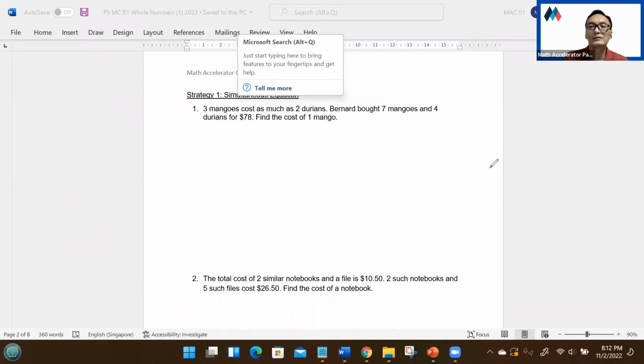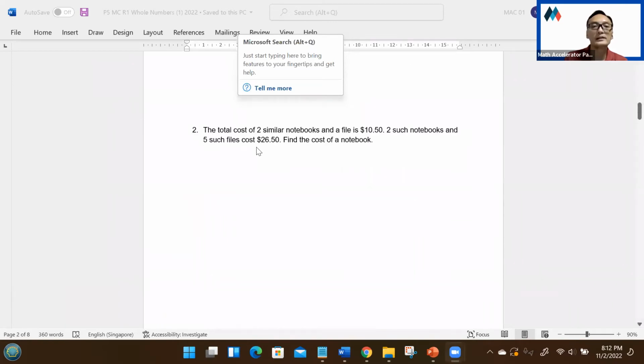Yeah, if they ask for the cost of a mango, now you have already worked out the cost of 3 mangoes, that equals 2 durians, you just replace that and divide the total by 2. Yeah. Okay, the next one.